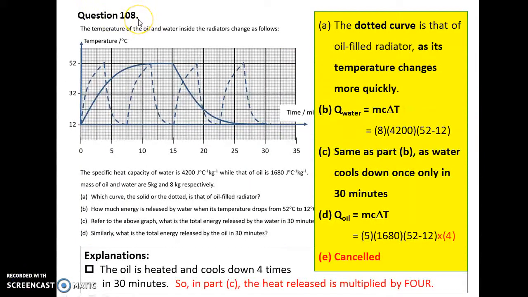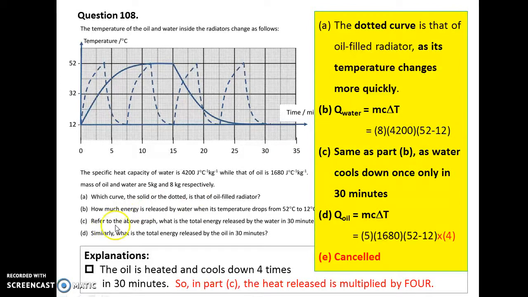Question 108. In this question, there are two liquids, oil and water. So which curve is for oil-filled radiator? Oil has a smaller specific heat capacity, so the temperature increases more sharply, and therefore water should increase more gently. So the dotted one should be for oil-filled radiator. Part B. Energy released by water when its temperature decreases. It shouldn't be too difficult for you.